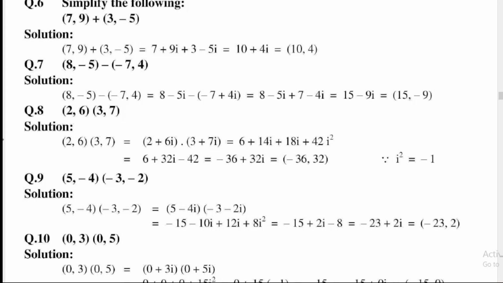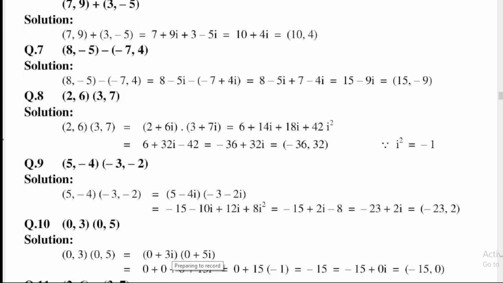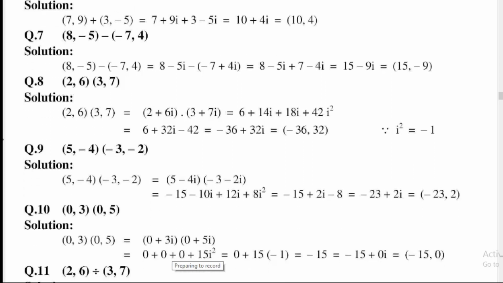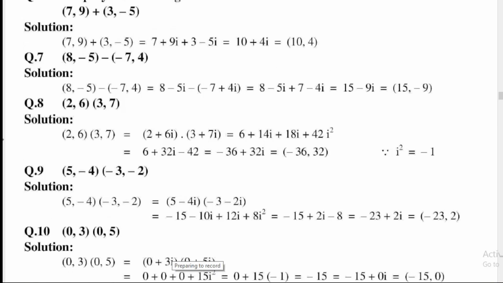Next, question number 10, that is (0, 3) into (0, 5). So (0, 3) can also be written in complex form, that is (0 + 3i) into (0 + 5i). So next, 0 + 0 + 0 + 15i squared is equal to -15, and 0 - 0i. So -15 + 0i is equal to (-15, 0), which is the required solution.